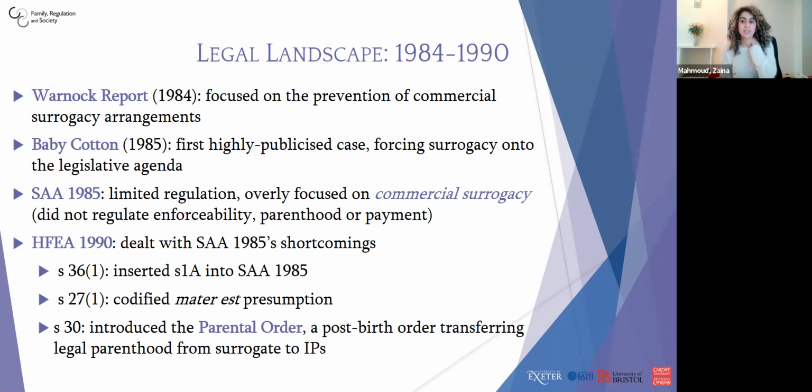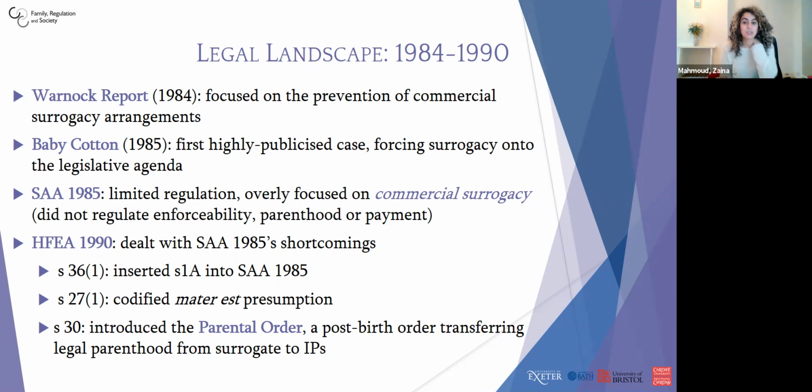Now, as I said, this case resulted in the swift passing of the 1985 Act. This act was overly focused on commercial surrogacy. It was quite limited in other respects. It didn't deal with enforceability, parenthood, or payment. It wasn't until the 1990 Human Fertilization and Embryology Act that the issues of enforceability, parenthood, and payment were dealt with, as outlined on the slides.